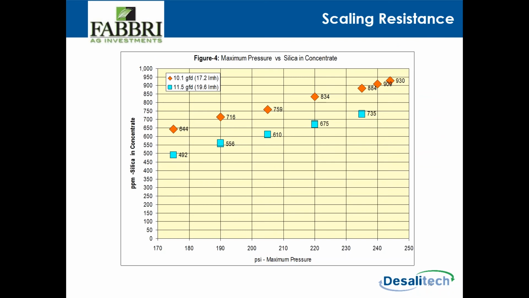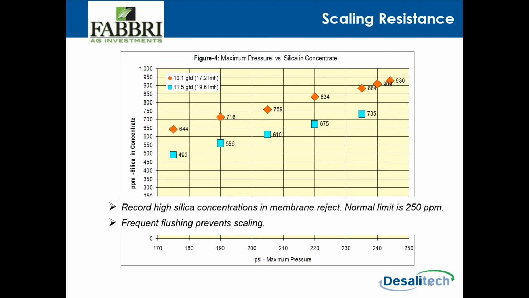This is some data from an application that had a very high silica in the feed. The small numbers you see by the data points are the brine concentration of silica, which exceeds 900 parts per million. The normal saturation limit for this pH and water chemistry for silica is about 250 parts per million. So we've essentially 4 times supersaturated silica. And we were able to sustain this operation. And the reason is because this system flushed itself several times an hour.